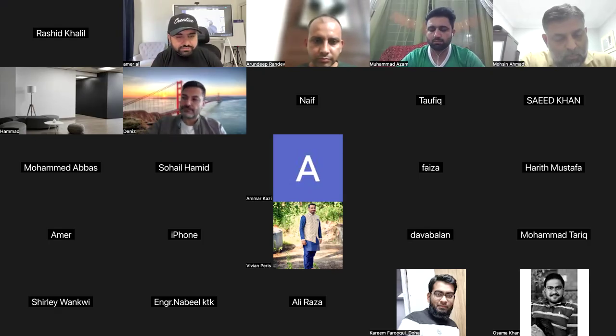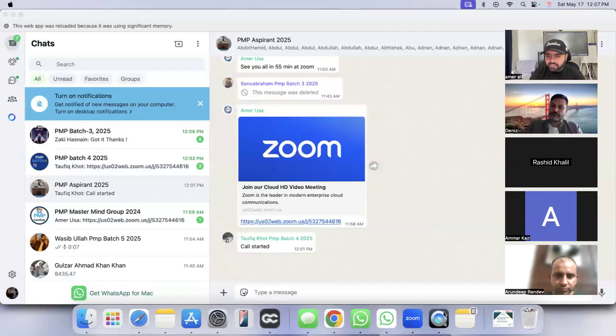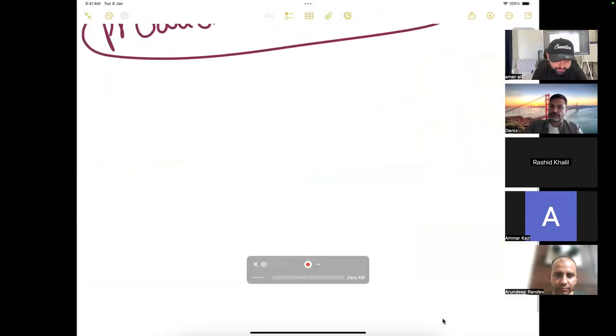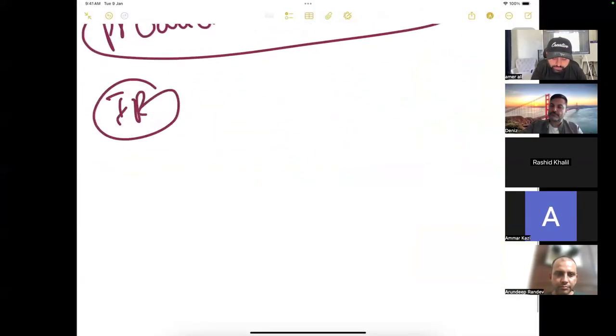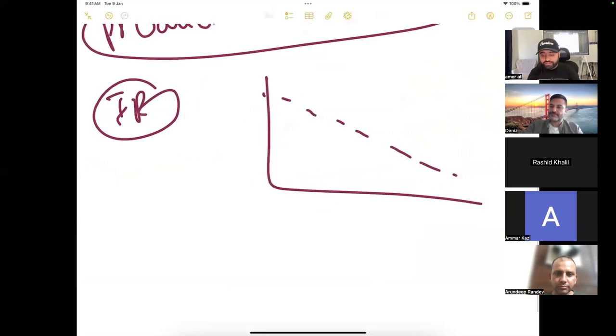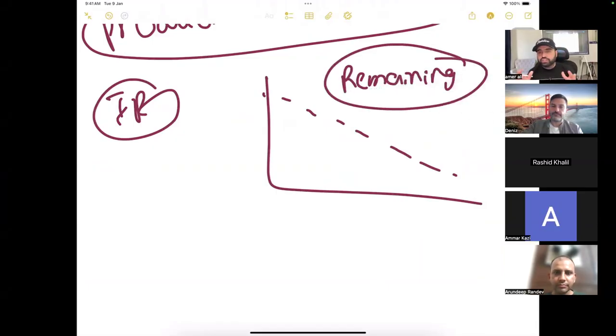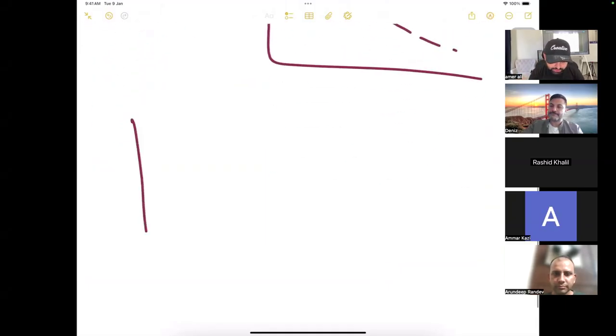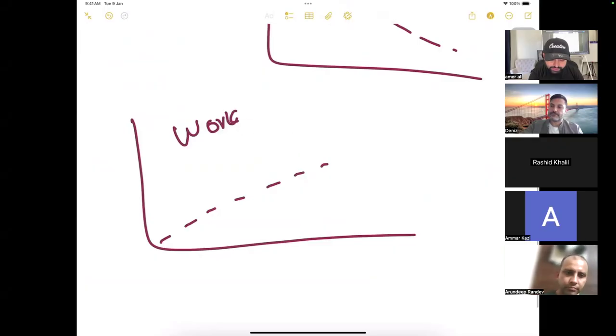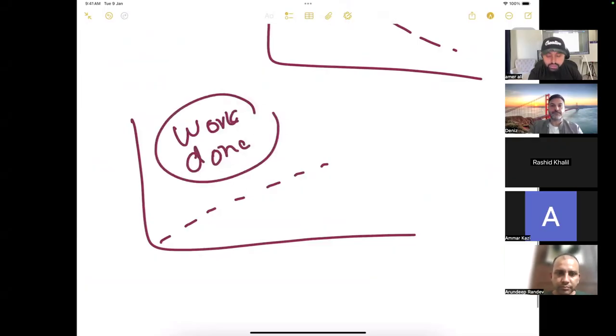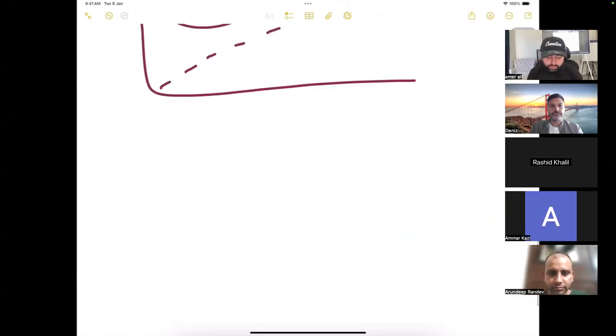Then there are other things in agile, which I can call information radiators. The burn down chart shows how much work is remaining in the project. The burn up chart shows how much work has been done.